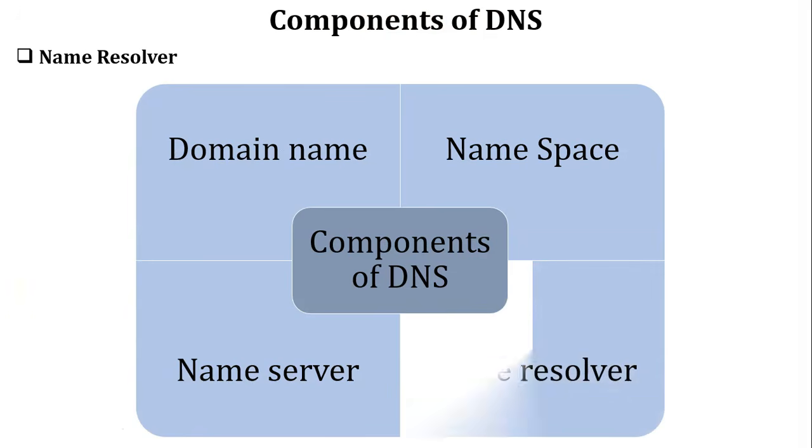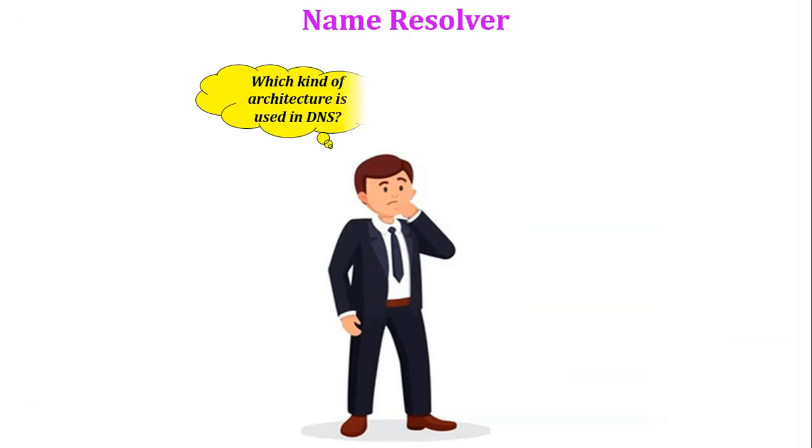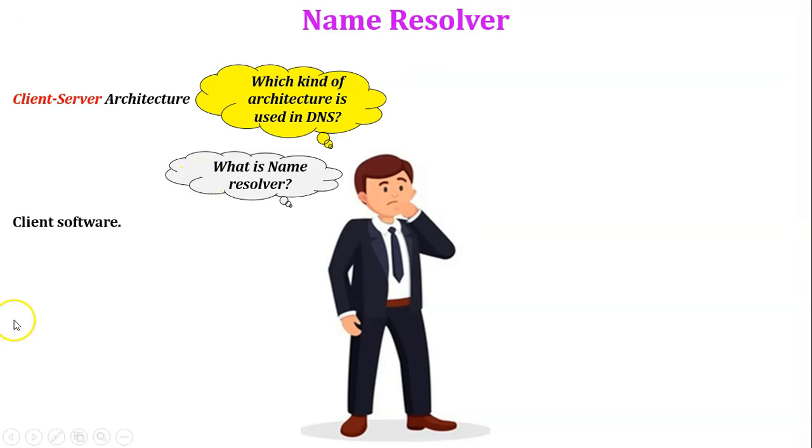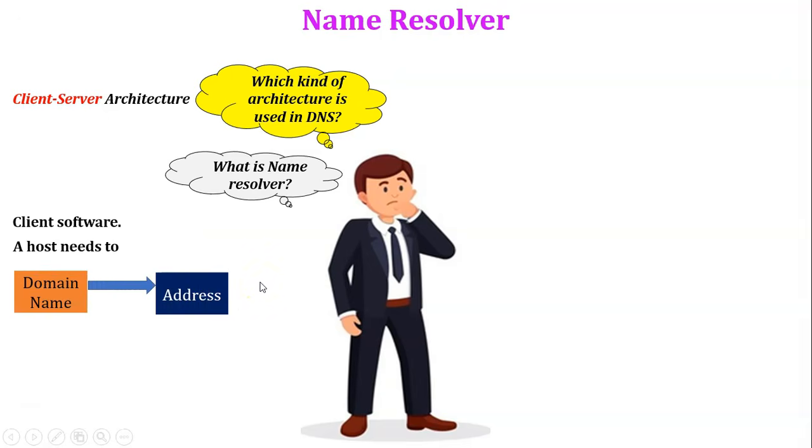Next component is the name resolver. Before we discuss the name resolver, there is one question. Which kind of architecture is used in DNS? Client-server architecture is used in DNS. Next, what is a name resolver? A name resolver is a kind of client software. When a host needs to map a domain name to an IP address or an IP address to a domain name, at that time the name resolver is used.